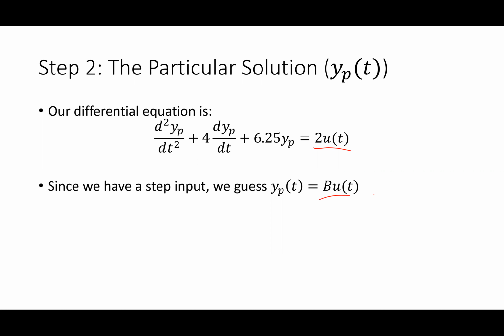This I call the undetermined coefficients. So I have this u of t. Remember, u of t means that before t equal to zero, it's zero, and then after t equal to zero, it's equal to, in this case, two. So what I do is I say, well, for t greater than or equal to zero, how do I write this equation right here?